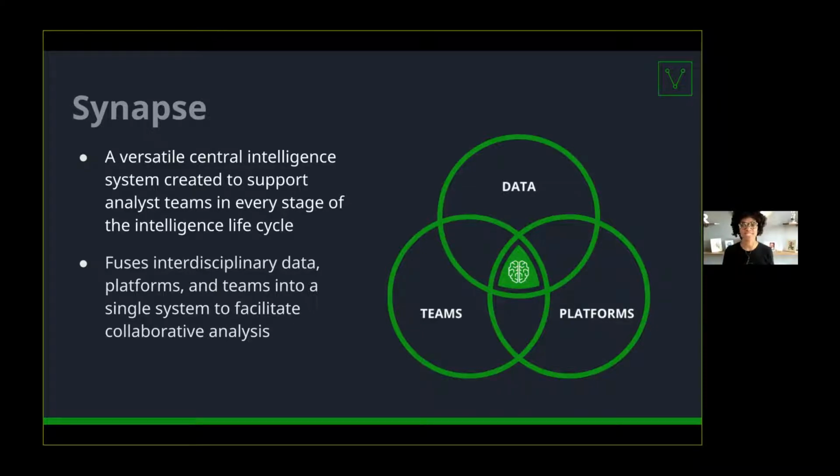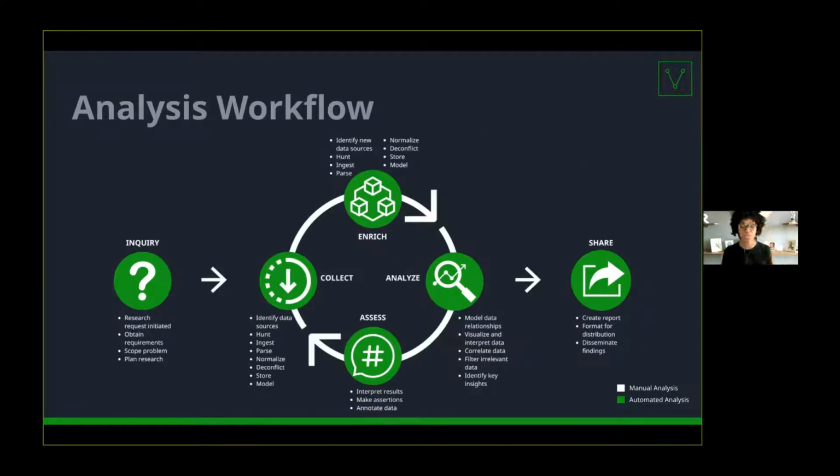At Vertex, we like to say that Synapse uses data, platforms, and teams to allow us to collaborate and perform interdisciplinary analysis. One of the challenges that we tried to address when we created Synapse was analyst scalability. Our team was doing a great job of producing intelligence, so our customers wanted more and they wanted it faster. So we wanted a way to increase analyst throughput and production. To address this, we integrated a set of tools that would facilitate workflow automation.